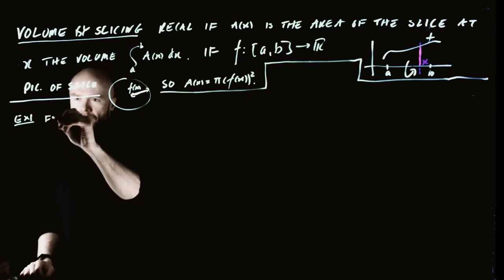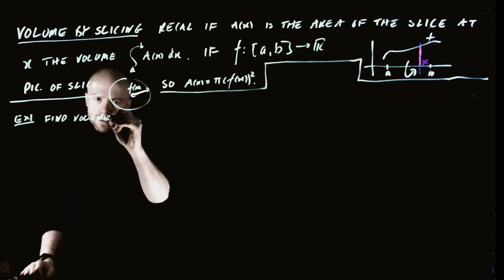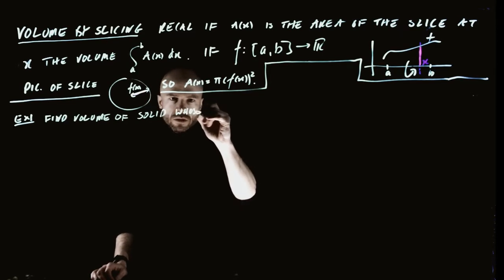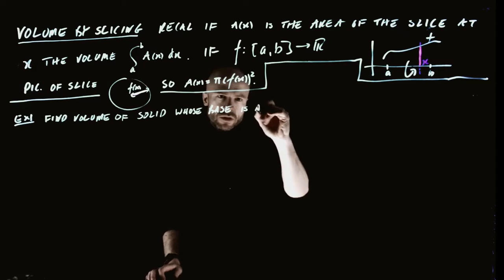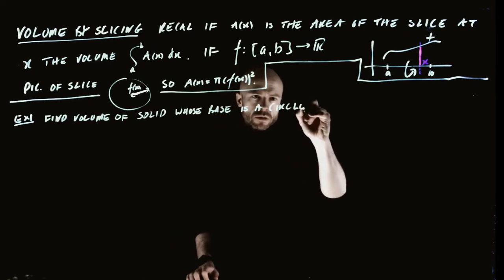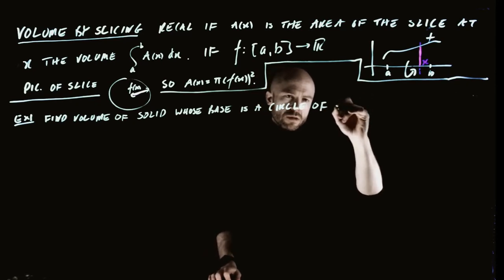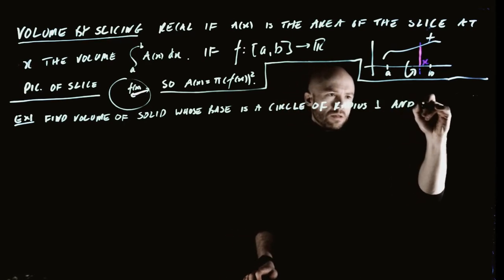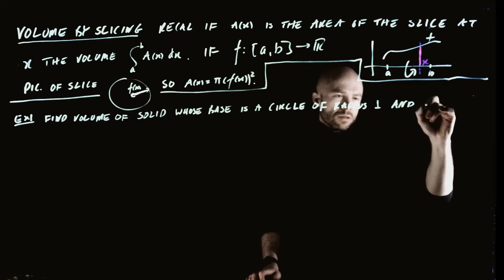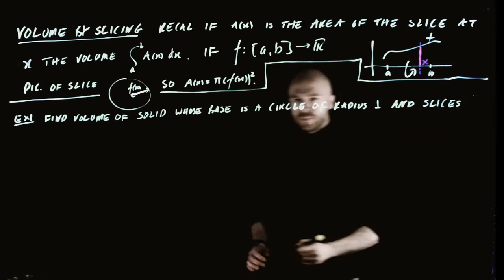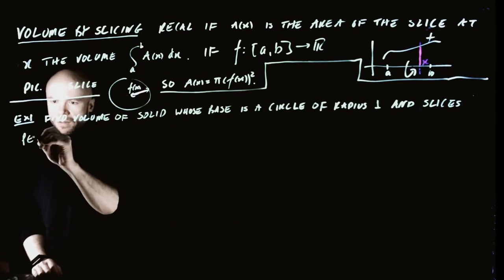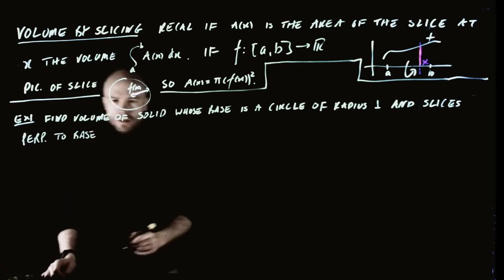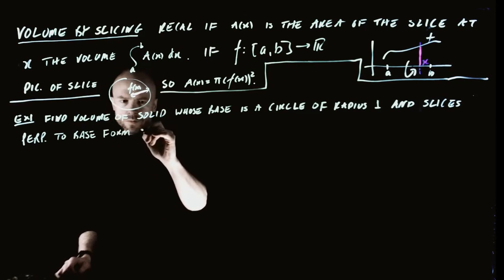So find the volume of the solid whose base is a circle, or I should say really a disk, of radius 1, and slices perpendicular to the base form equilateral triangles.